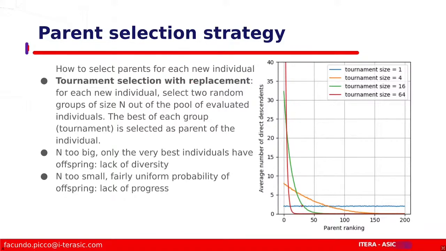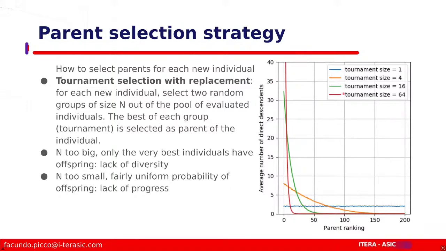On the right, we see a curve that has on the horizontal axis the ranked parents. Zero is the best individual from the previous generation, so from all the candidates for being parents, and the number 200 is the absolute worst. And on the vertical axis, what we have is the average number of direct descendants, so individuals of the new generation that were made using their genes.